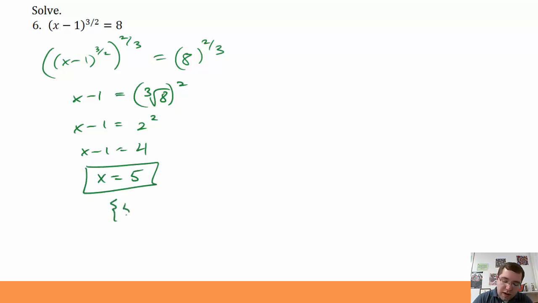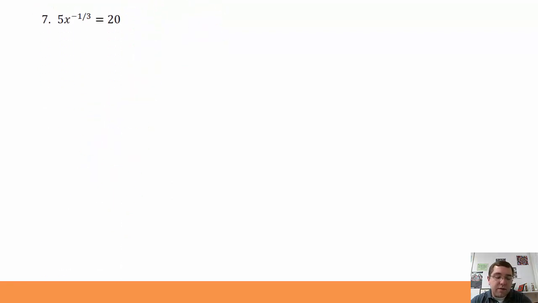So my solution set is the set containing 5. Number 7, let's solve this one. 5 times x to the negative 1/3 power equals 20.